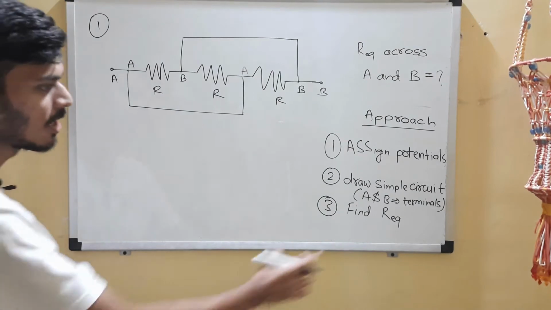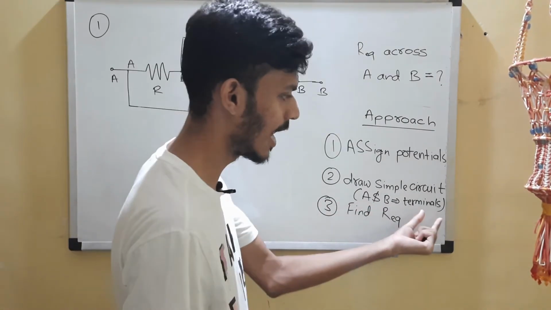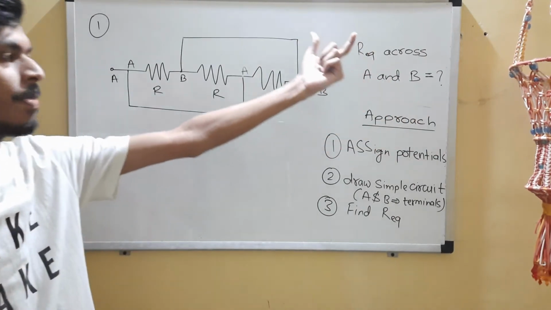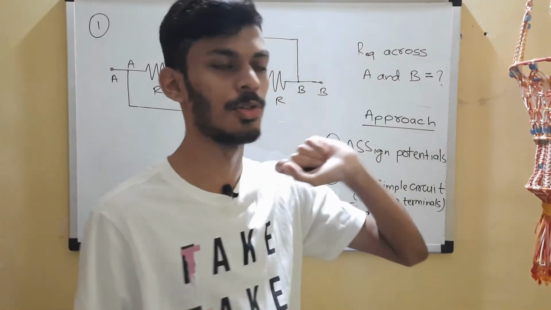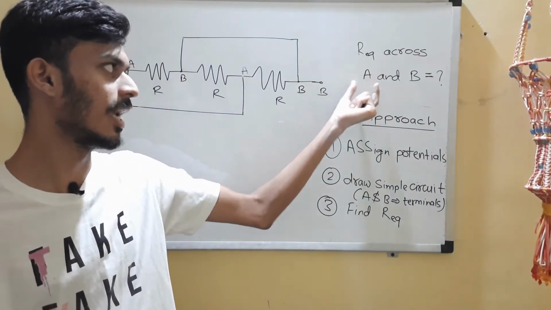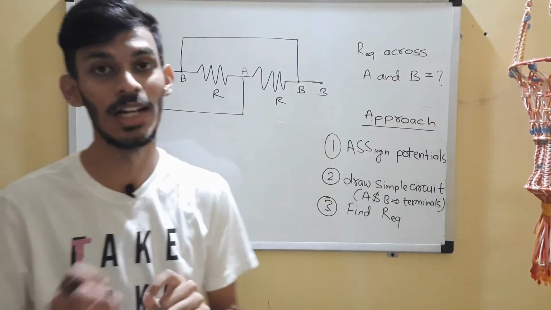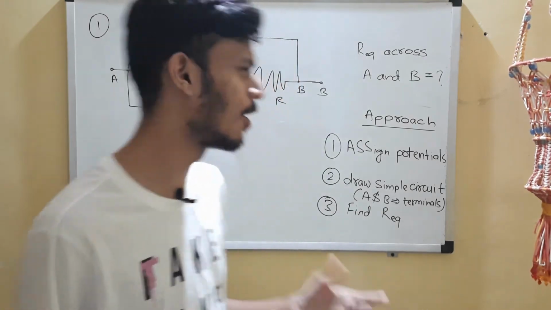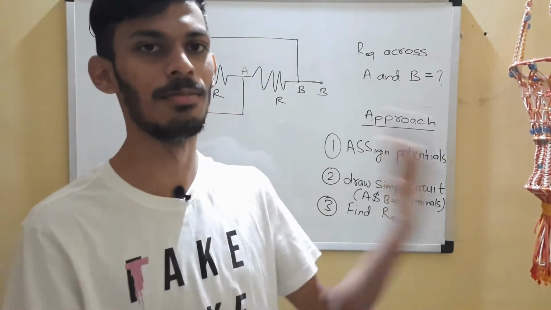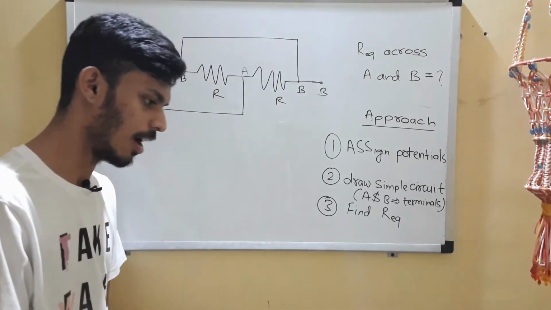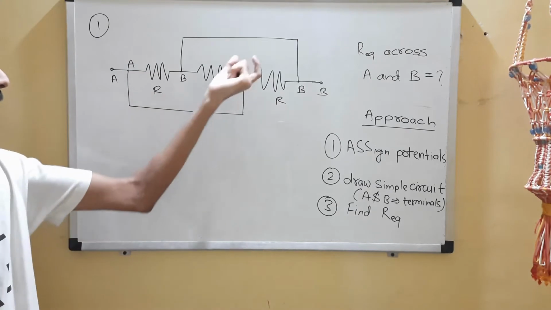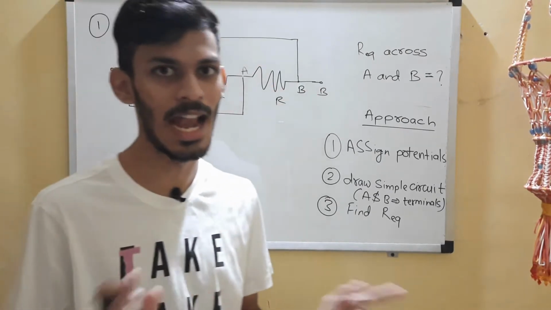For that you have to treat A and B as terminals. You have to treat these two points as terminals, across which you are supposed to find the equivalent resistance between A and B. Now you don't have more points over here. In the upcoming problems you'll have more points. Here we only have A and B, everywhere we have A and B.